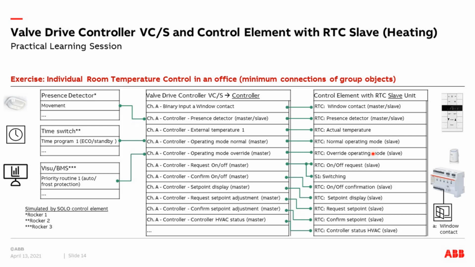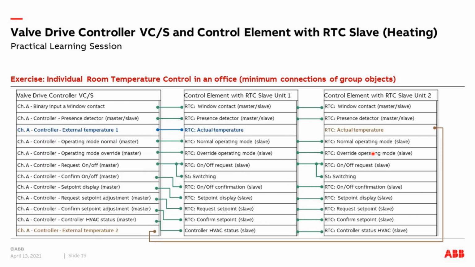But before we come to the live demonstration, here is another possibility. What should we do when we need 2 slaves in our room? So we will have maybe an open plan office. With the first device, maybe in this corner, we want to measure the temperature and operate our controller. And the same with a second device, which is installed on the opposite side of the room. We want to measure the temperature, and also we want to control the device.